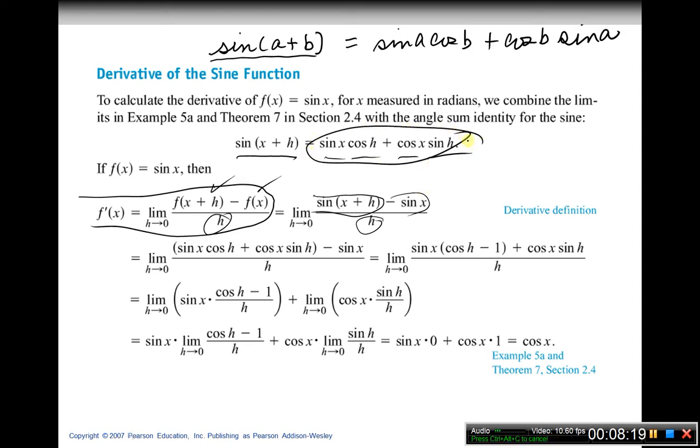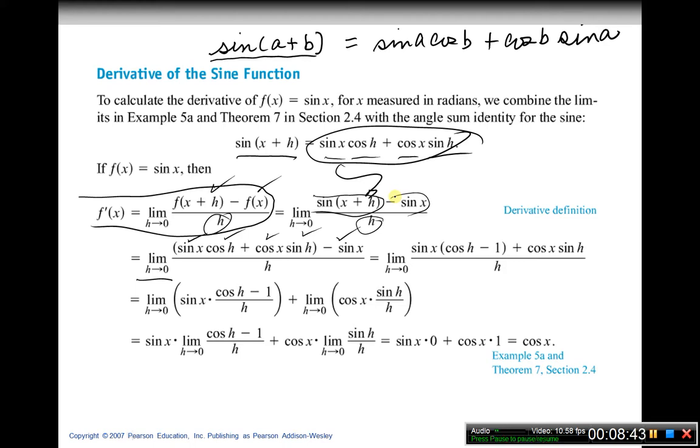Plugging this in to the formula, we now get that the derivative is the limit as h approaches 0 of sine of x cosine of h plus cosine of x sine of h minus sine of x.